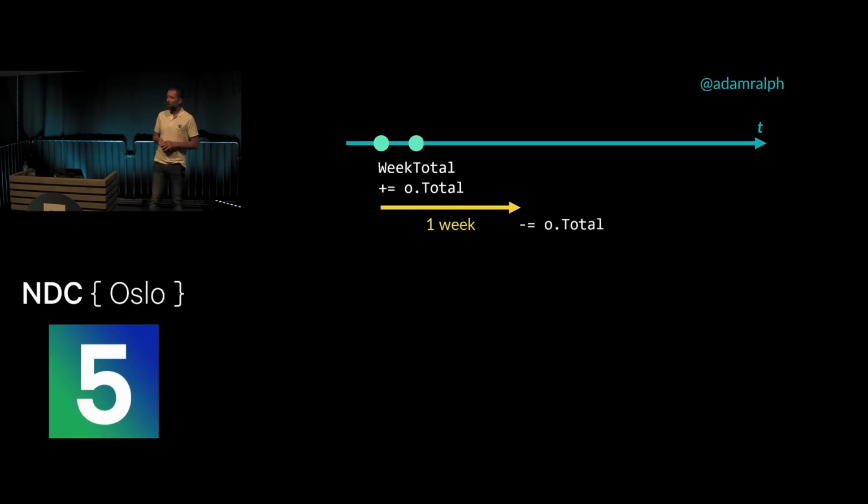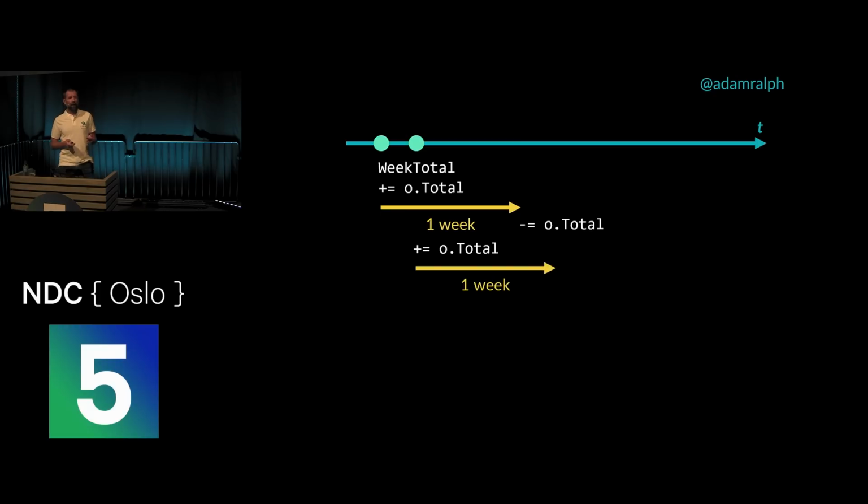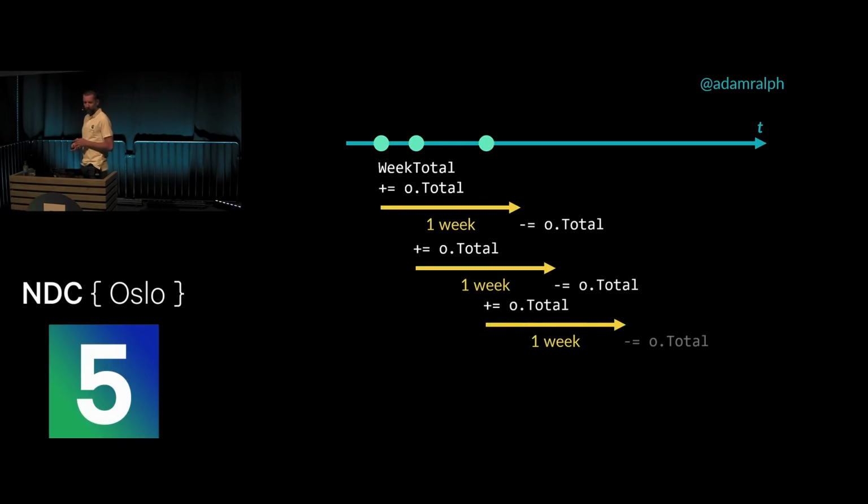When the second order comes in, we do the same thing again. We add the order total to the week total. And importantly, in 1 week from that moment, we need to remove that order from the week total. And you can see, as we do this for every order that comes in, we're going to have this kind of sliding window of the week total, and orders are going to be added to it at one point, and they're going to be taken away exactly a week later. So you can see that's going to kind of slide through time and give us that weekly total at any one point in time. And we do it for every other order that comes into the website.